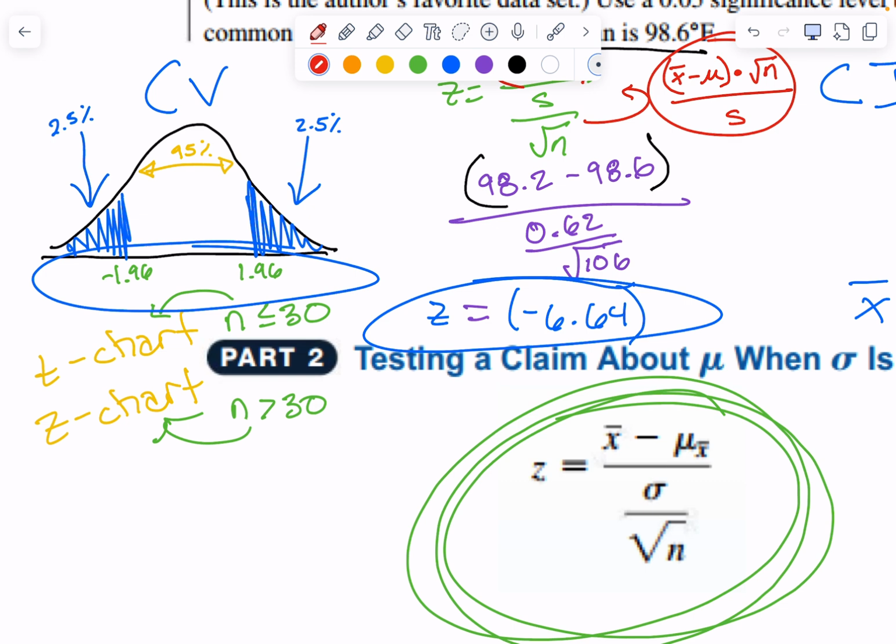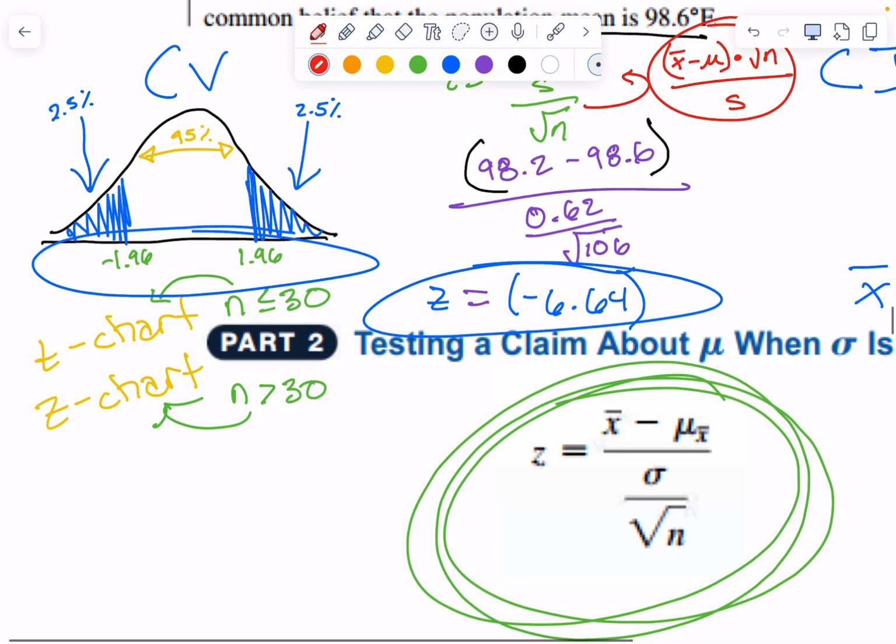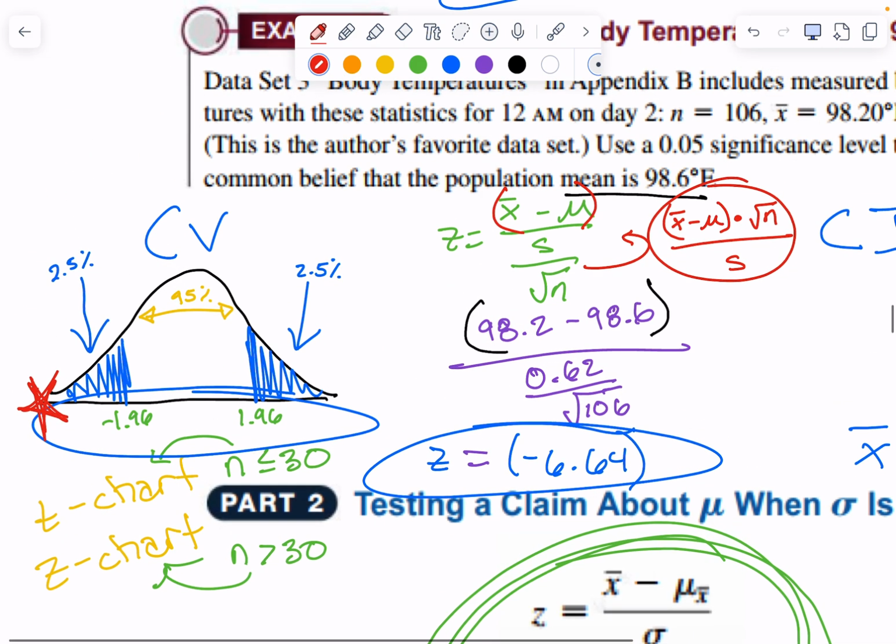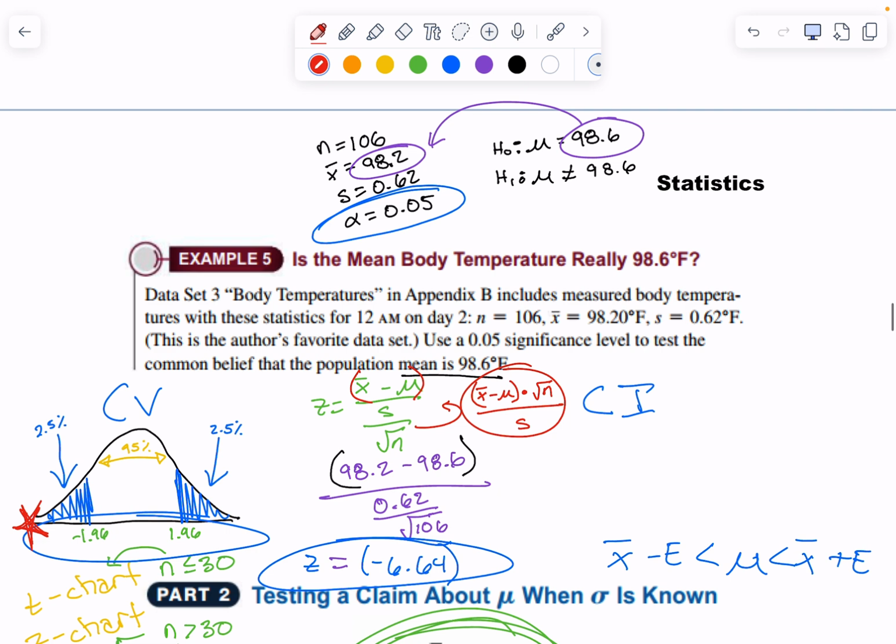Where does he live? He lives all the way over there. Okay? So here's the deal. If I go to my hypotheses, if he lives all the way over here, does that mean he's equal to or is he not equal to? He's not equal to. He's all the way on the non-end side, right? So we cross this one off and we circle this one, right?